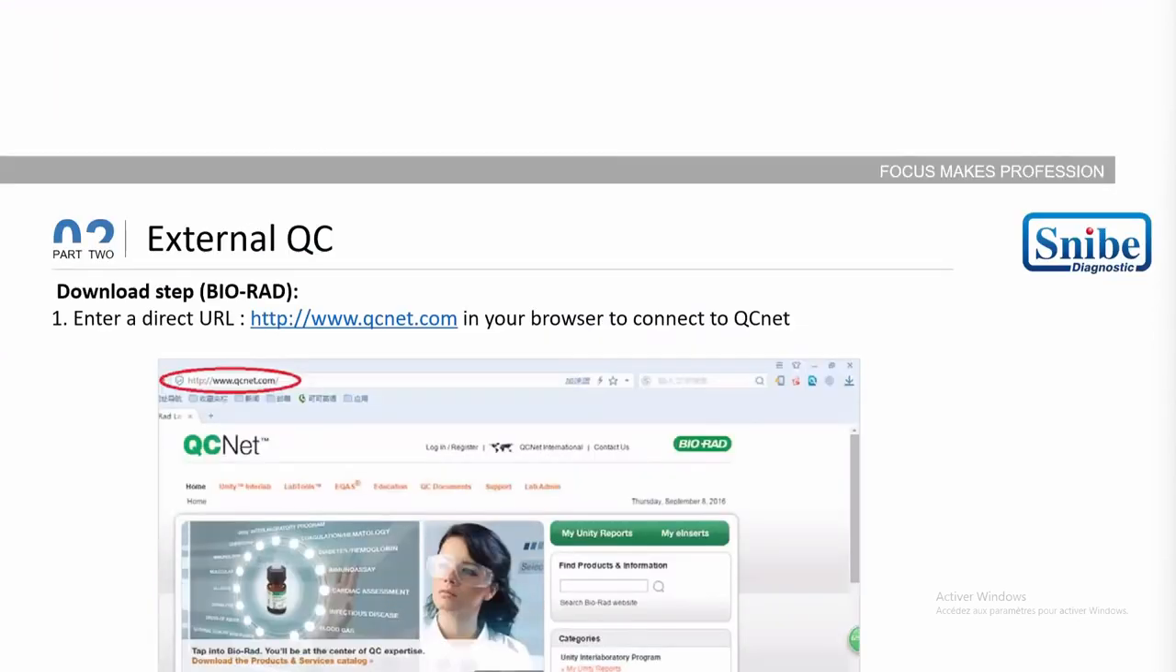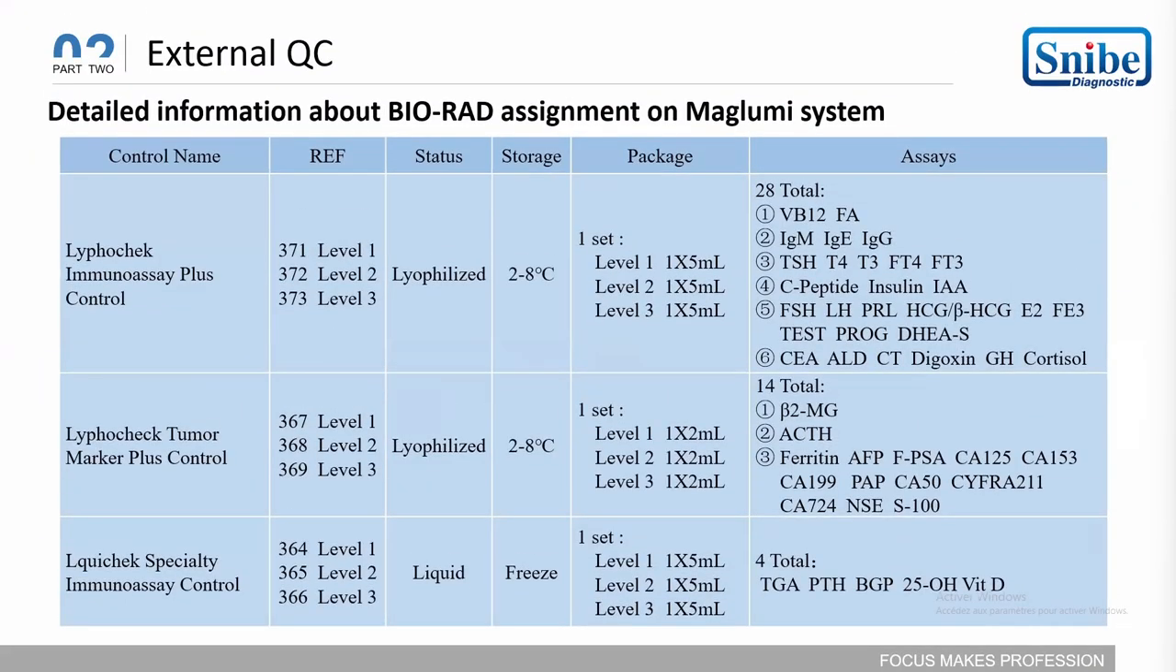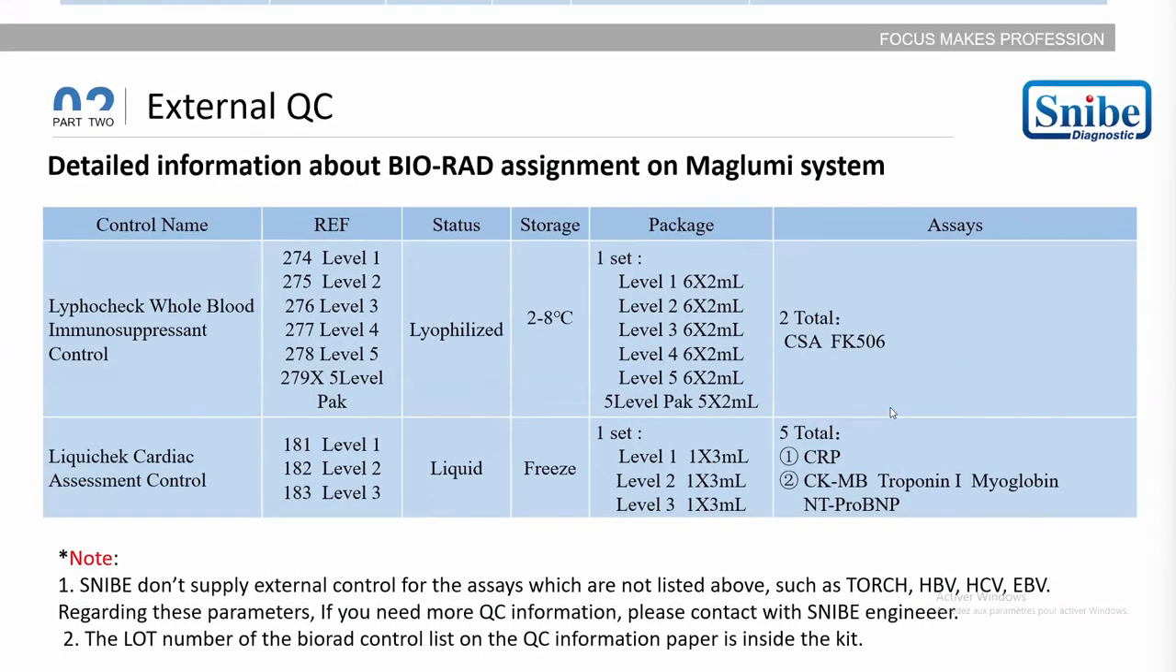If your parameter does not have third-party quality control, then you can use only the quality control from SNIBE.